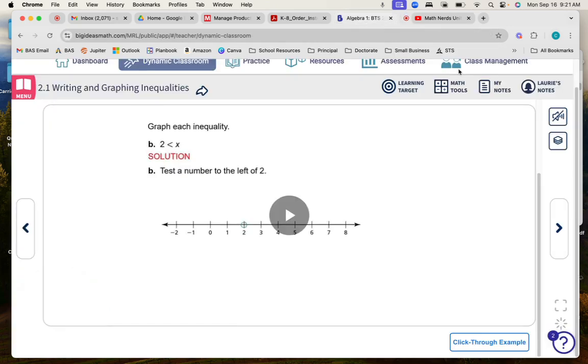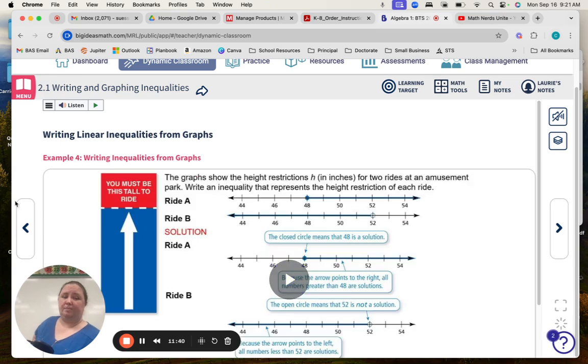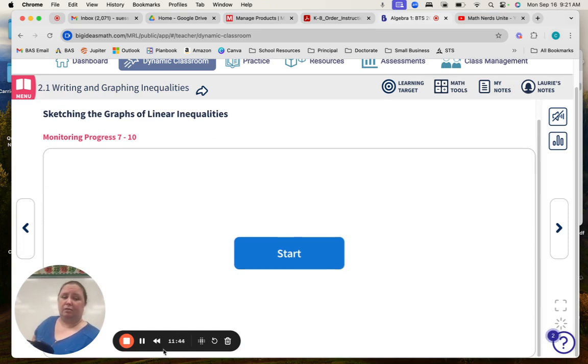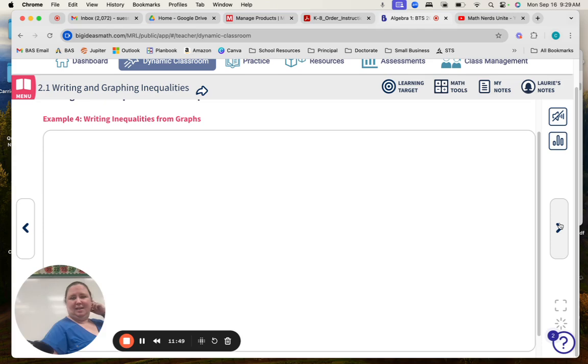All right. You have monitoring progress 7 through 10. Is that it for today? No, we have another example. All right. So 7 through 10. Get going. I'm going to pause. We'll come back and do example 4. Okay. All right. Last I updated my table of contents. Yay.